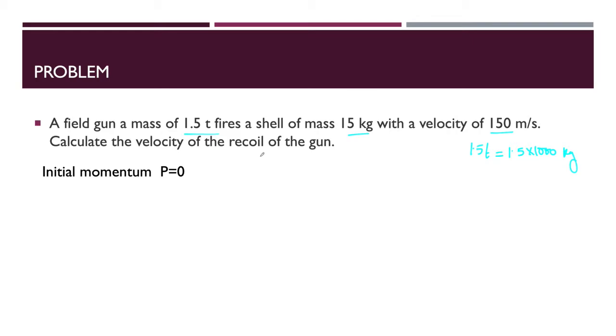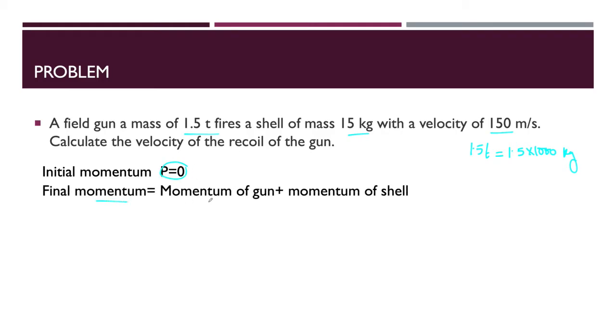When the person is not doing any firing, the initial momentum will be 0. The final momentum will be the momentum of gun plus momentum of shell. Okay, the final momentum, that means when the firing is done, will be the momentum of gun and the momentum of shell. So what is the momentum of gun? Momentum of gun means MV. So MV means M is 1.5 into 1000 kg into velocity, and that velocity we have to find out.